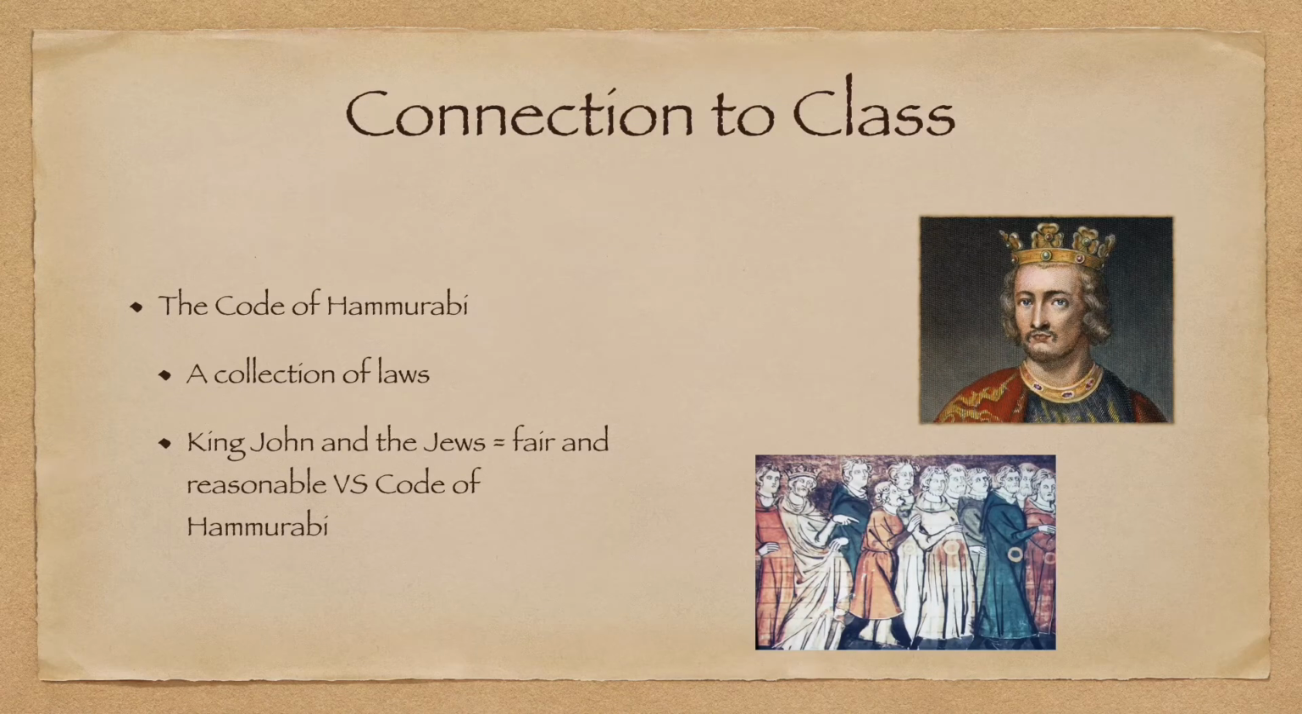So the connection to class I have is the Code of Hammurabi. This charter reminded me of the Code of Hammurabi, how it was written in rules or laws. The Code of Hammurabi is another collection of laws. The only thing is that King John and the Jews is fair, it's reasonable, and for justice, rather than how the Hammurabi, I don't know how to pronounce it, being put to death for like eating anything, you could be eating a French fry and you're put to death.